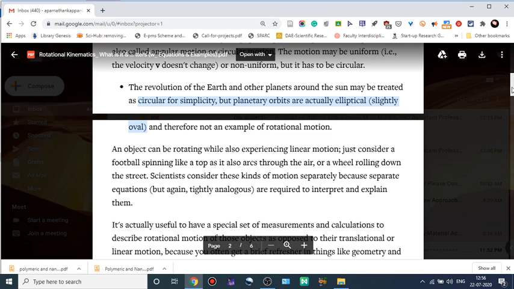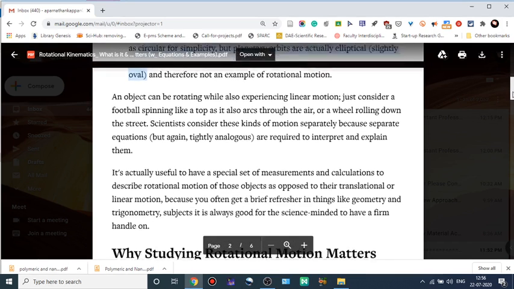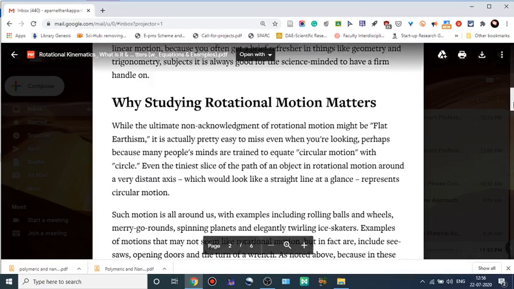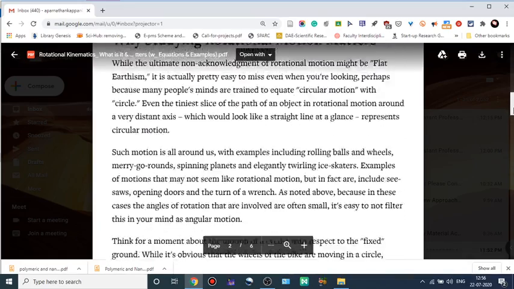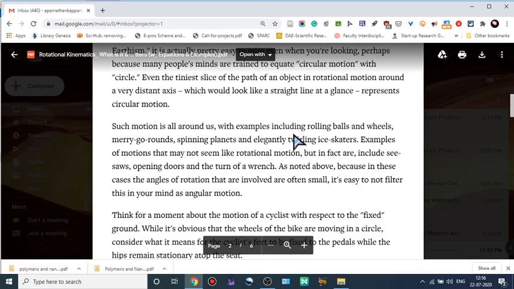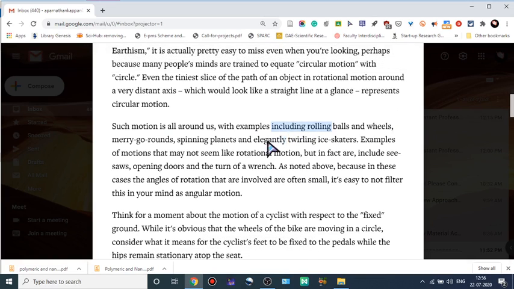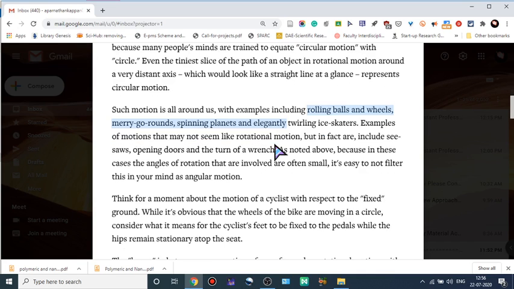And also the earth revolves about its own axis, that is another example. The rotation of the wheel and the rotation of the wheel of the helicopter are good examples of rotational motion. Okay, this is the rolling balls. These are the examples.